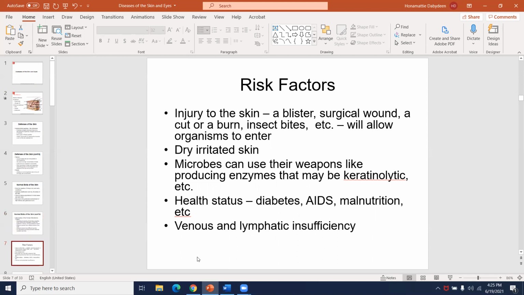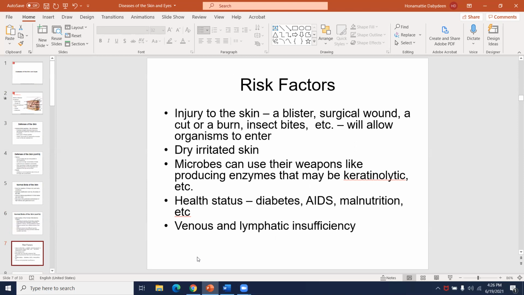Risk factors. How do we acquire these organisms? Well, of course, injury to the skin. Sometimes you have blisters or surgical wounds, a cut or a bruise or an abrasion, insect bites. Anything that causes any injury to the skin will allow organisms to enter. Dry, irritated skin is another good example of a risk factor, because when the skin is too dry, it may crack. And the cracking of the skin will create avenues for the organism to get in.